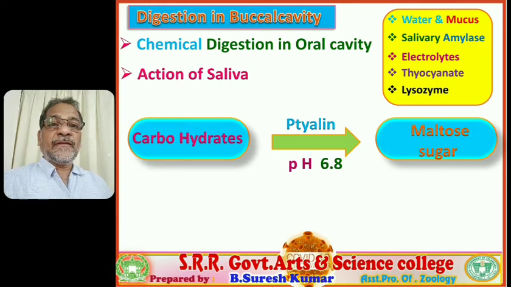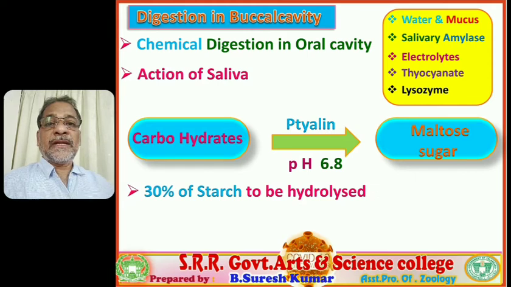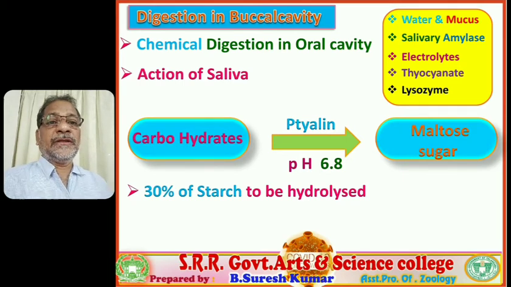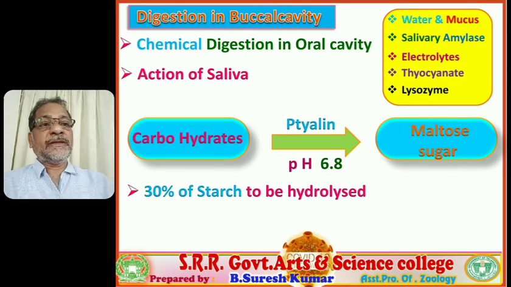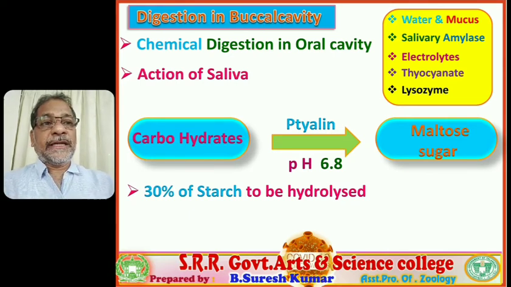So this is the first digestive event that occurs in our oral cavity. Thiocyanate as well as lysozyme are antimicrobial agents. They kill the microorganisms present in our food. 30% of starch is hydrolyzed in our buccal cavity, remember, and the other contents of our food, proteins, lipids and nucleic acids, never undergo change in the oral cavity. So only partial digestion of carbohydrates takes place in the oral cavity with the action of saliva. Followed?